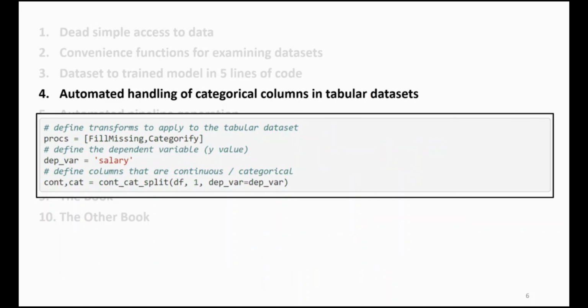One of the things I really appreciate about fastai is that it treats deep learning models trained on tabular datasets as first-class citizens. Automatic handling of categorical columns in tabular datasets is just one of the ways that fastai supports tabular data applications. Here you can see the concat split statement that automatically determines which columns in the tabular dataset are continuous and which ones are categorical.